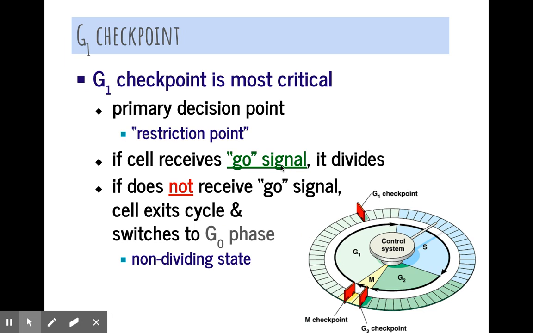The G1 checkpoint is the most critical of all. It's the primary decision point as to whether or not the cell is going to divide. That's the restriction point. If the cell receives the go-ahead signal, then it's going to continue on to division. If it does not receive a go signal, the cell will exit the cycle and switch to the G0 phase, which is a non-dividing stage. So that cell will be signaled: you don't have the necessary items needed to complete the cycle. So now we're just going to put you in this resting stage.